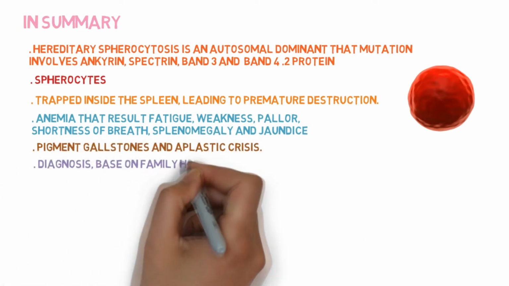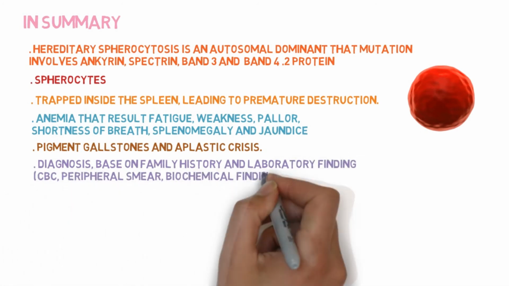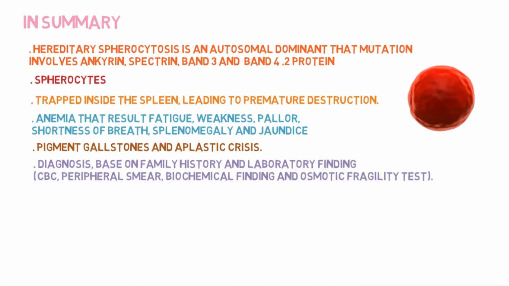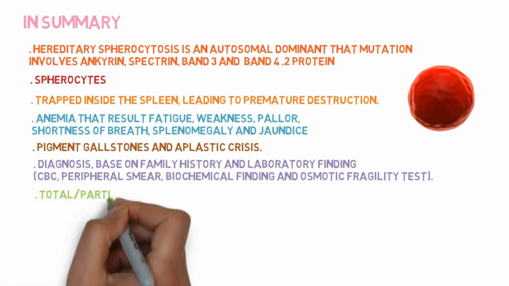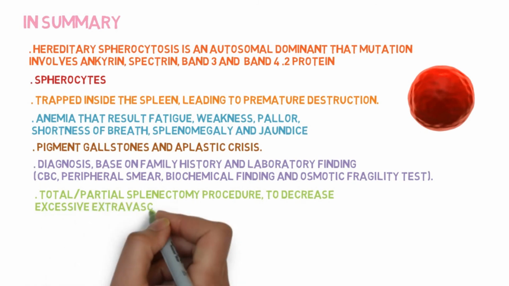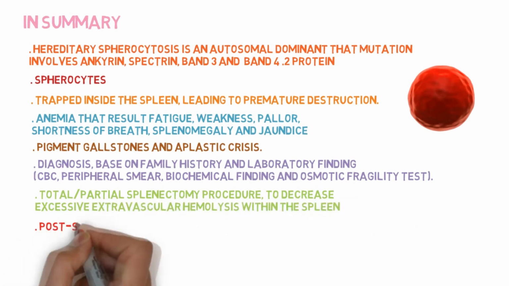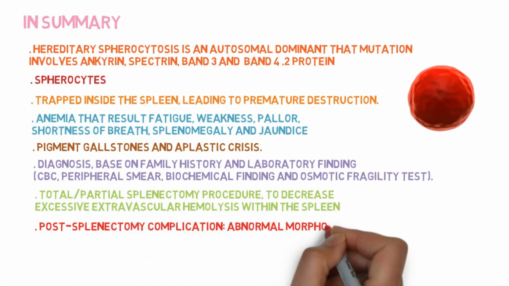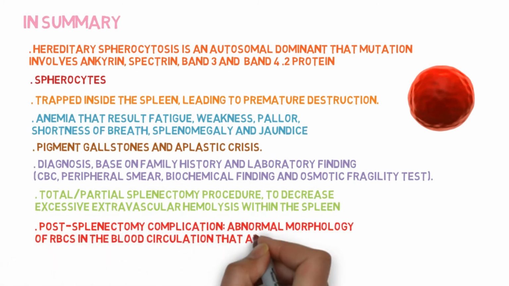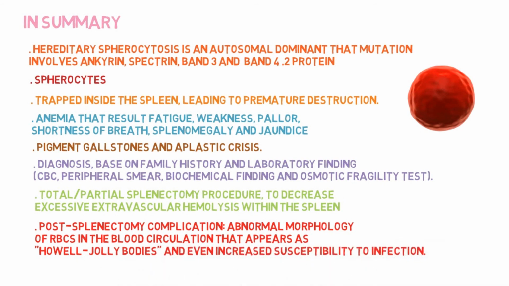Diagnosis could be based on family history and laboratory findings such as CBC, peripheral smear, biochemical findings, and osmotic fragility test. Partial or total splenectomy may be performed on HS patients to decrease excessive extravascular hemolysis within the spleen, however the patients may develop post-splenectomy complications, such as abnormal morphology of RBCs in the blood circulation that appear as Howell-Jolly bodies and even increased susceptibility to infection.